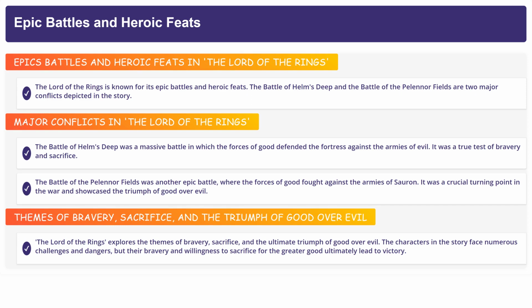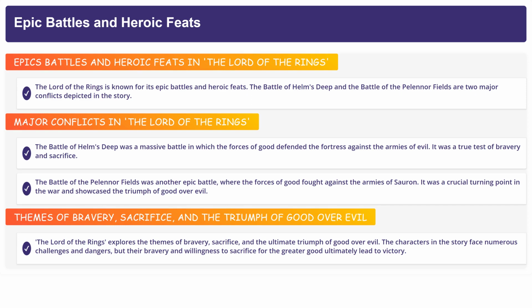In The Lord of the Rings, epic battles and heroic feats are depicted. The Battle of Helm's Deep and the Battle of the Pelennor Fields are major conflicts in the story. The Battle of Helm's Deep was a true test of bravery and sacrifice, as the forces of good defended the fortress against the armies of evil.